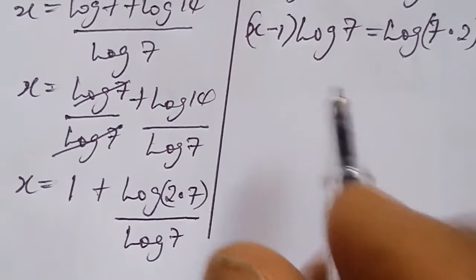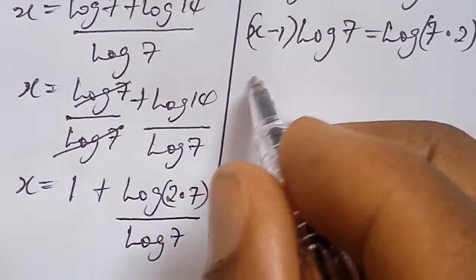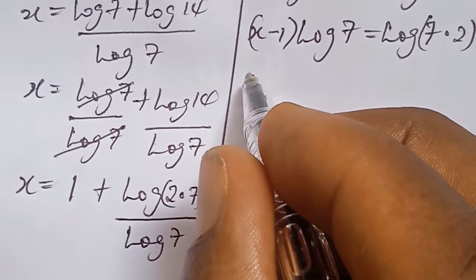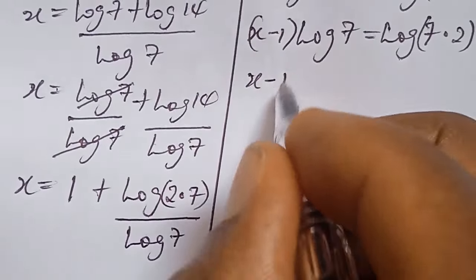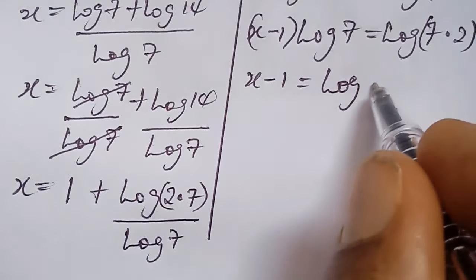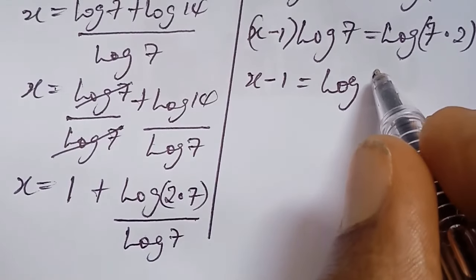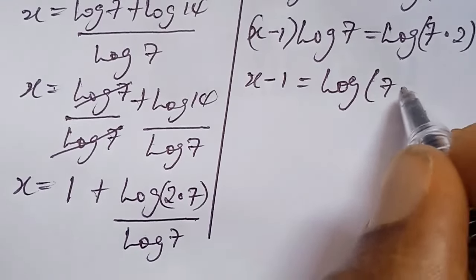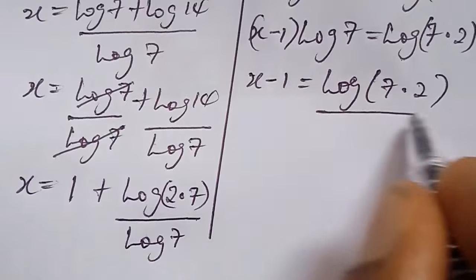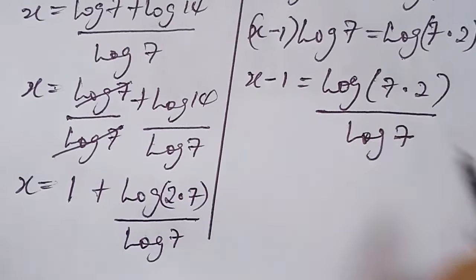So from the second method, we can divide both sides by log 7, and we isolate x minus 1. So we have x minus 1 equal to log 7 multiplied by 2 over log 7.